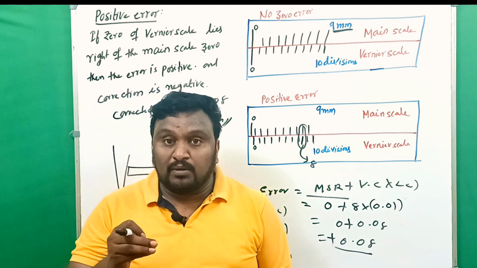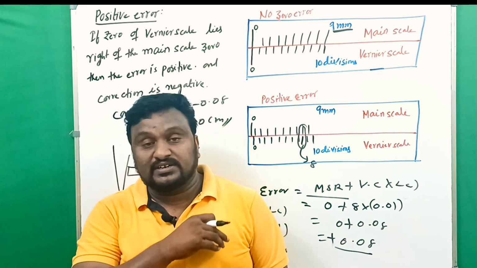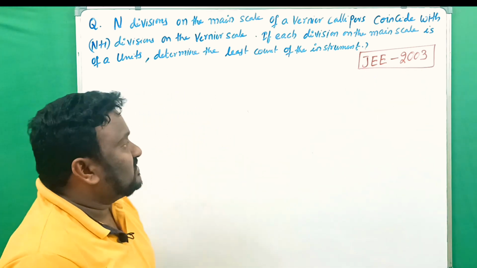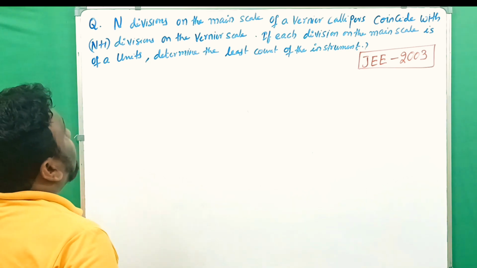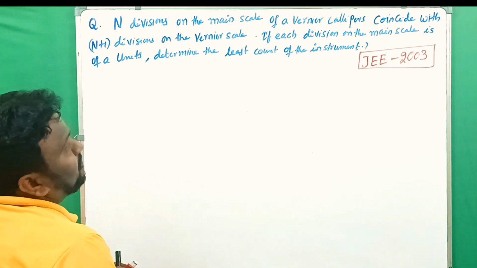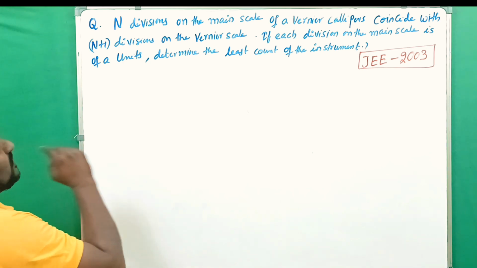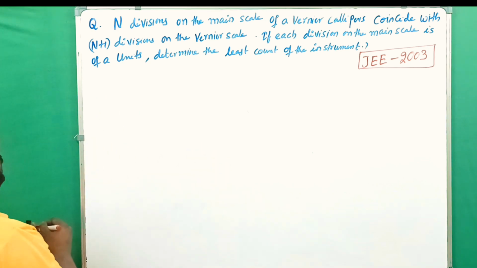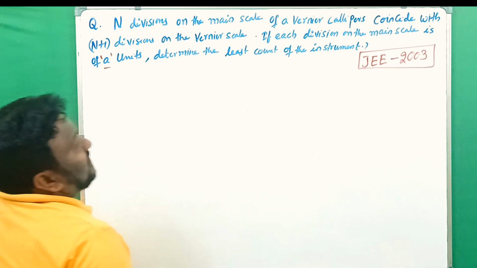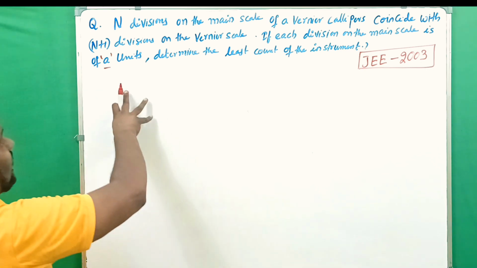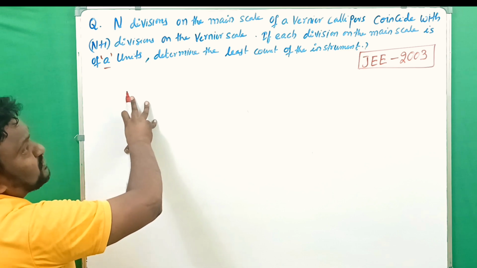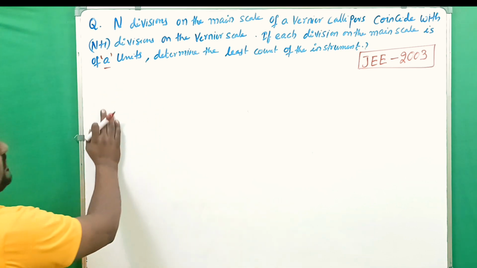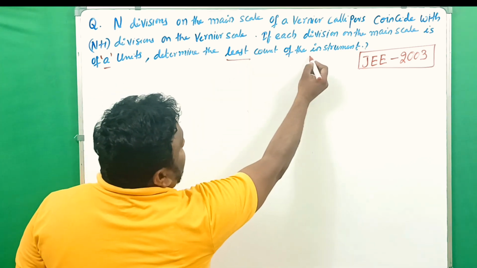Now let's see some example problems given in previous examinations. Let's see one example, given in the 2003 JEE Mains. The question is: n divisions on the main scale of a vernier calipers coincide with n plus 1 divisions on the vernier scale. If each division on the main scale is A units, determine the least count of the instrument.